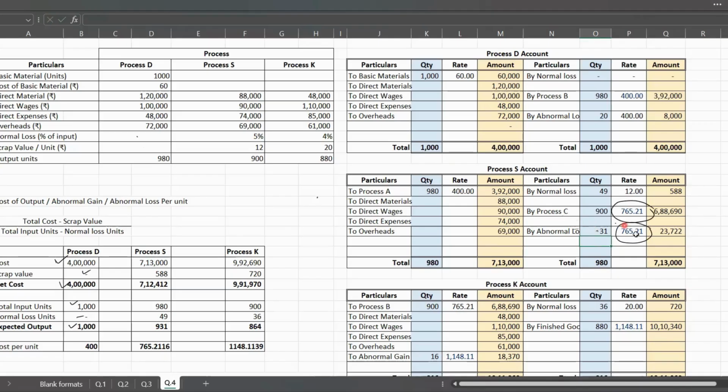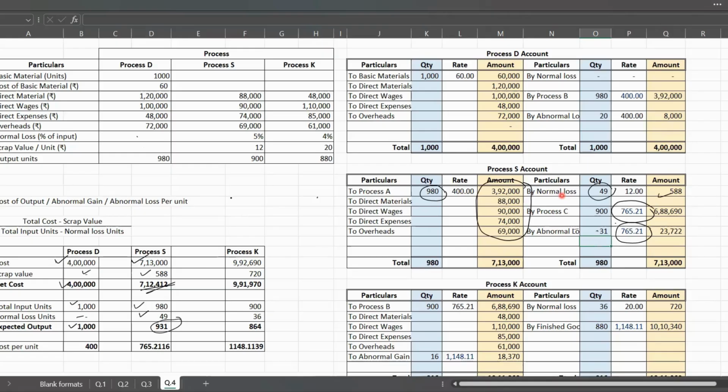Now you are well aware of how to calculate this CPU. Our total cost on debit side is 3,92,000 up to 69,000. It comes to 7,13,000. Scrap value is 588. It should be deducted. We will get 7,12,412 and divide by input units 980 less normal loss units 49. So 980 less 49 equal to 931.